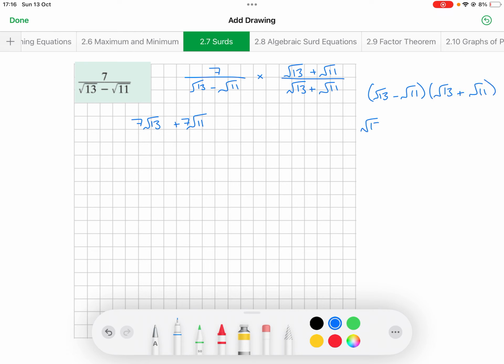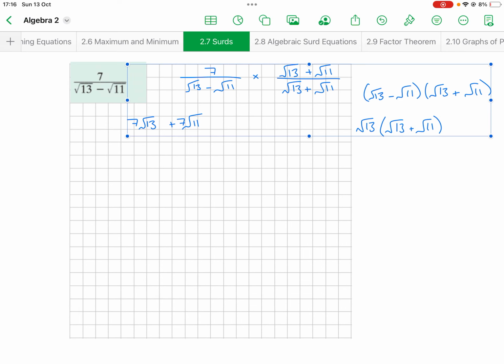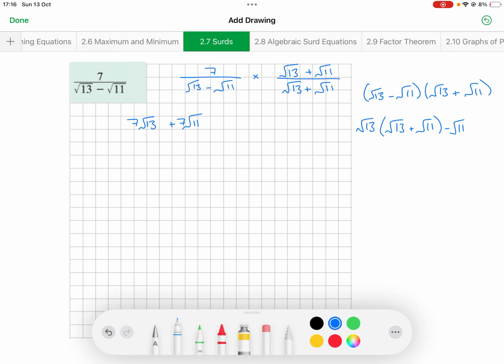So split up your first bracket, multiply it by the second, and then take the second thing in your first bracket and multiply it by the second as well. So it's root 13 by root 13. A root multiplied by itself is always the number, so 13. Then root 13 multiplied by root 11, you just multiply the two numbers, so 13 by 11 is 143, so that's root 143.